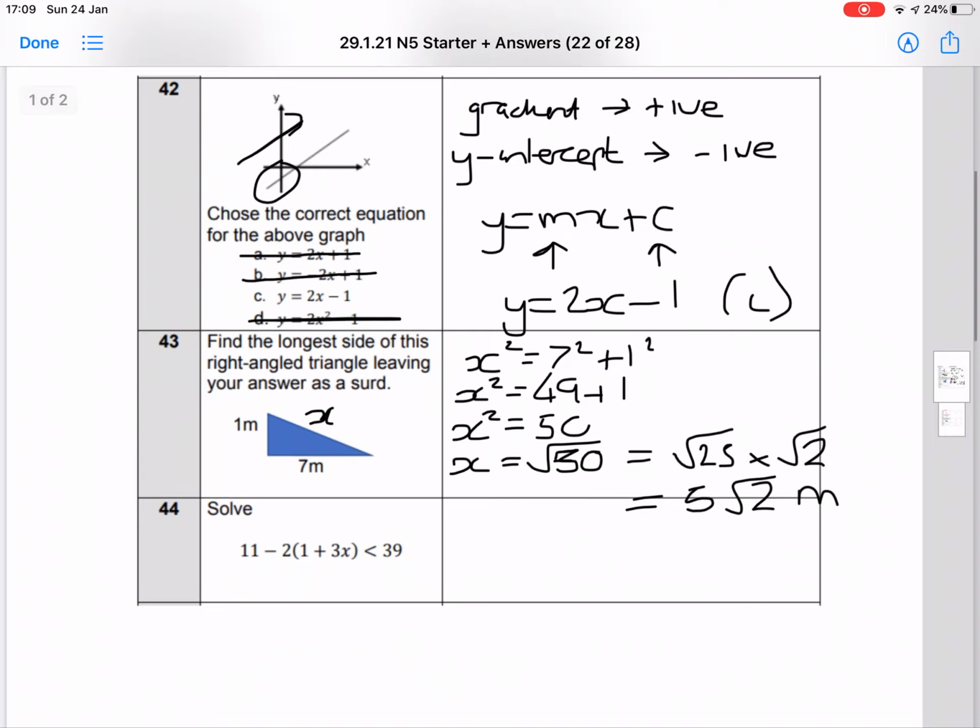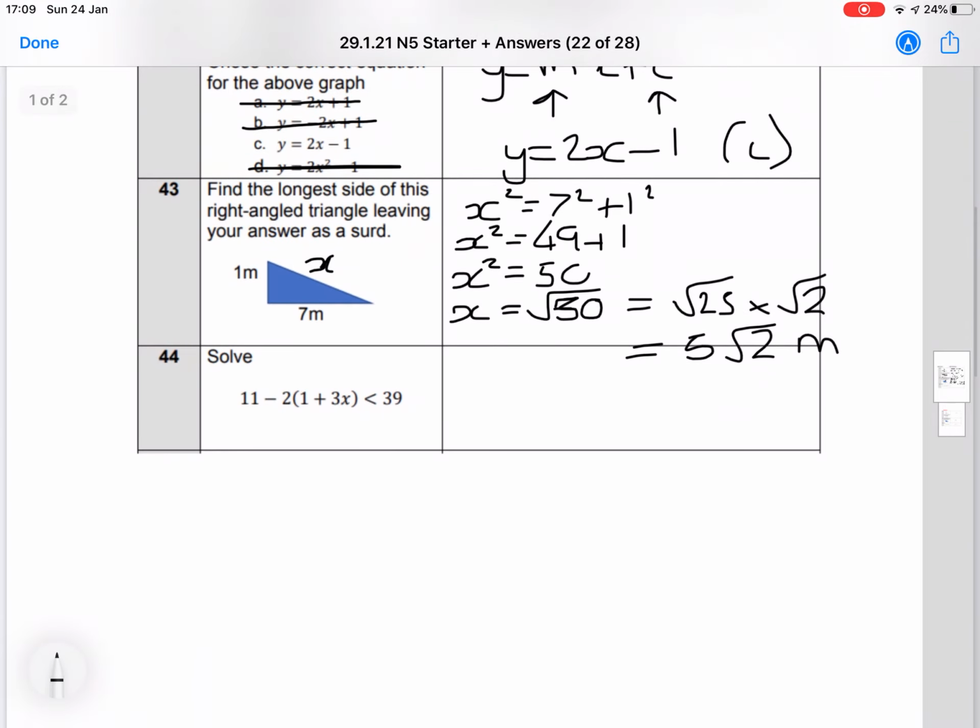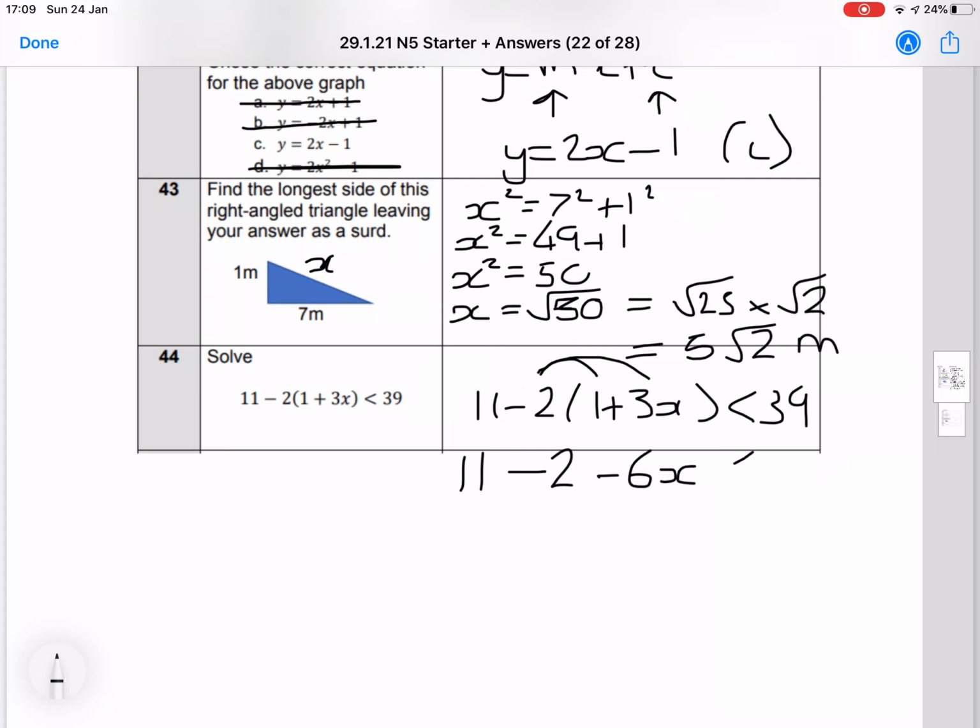The last question here, question 44, is an inequality. So solve 11 minus 2 bracket 1 plus 3x less than 39. So the first thing we would do is remove the bracket. So 11 minus 2, so minus 2 times that 1, and then minus 2 times the 3x, so minus 6x less than 39. Then we'll go ahead and tidy this up. So 11 minus 2, that's 9. So 9 minus 6x less than 39.